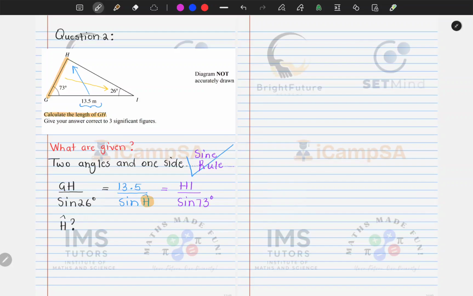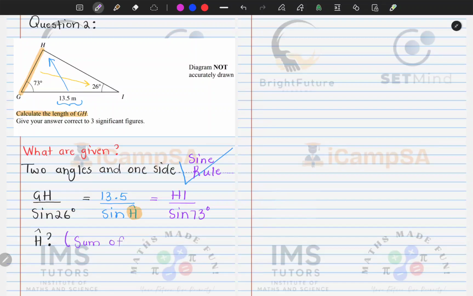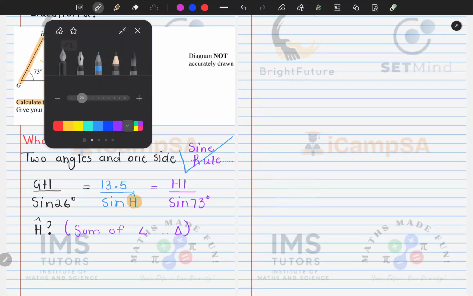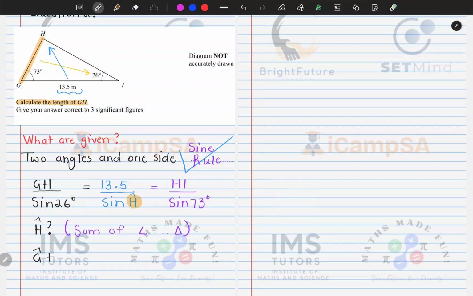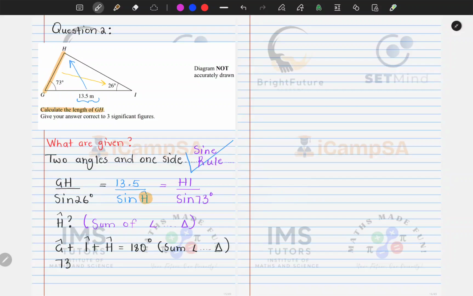If you look at this triangle, and if you think carefully, we can easily determine angle H by using our sum of angles in a triangle. That is how we can find angle H. So if you observe carefully, angle G plus angle I and then plus angle H, these are sum of angles in a triangle, so they should equal to 180 degrees, and that is just sum of angles in a triangle. So if you observe carefully, angle G is 73, so we have 73 degrees. Angle I is 26 degrees, and we now have angle H left, which should be 180 degrees.